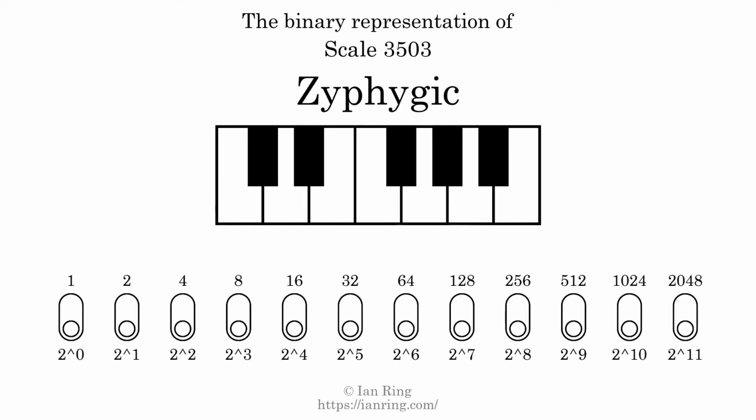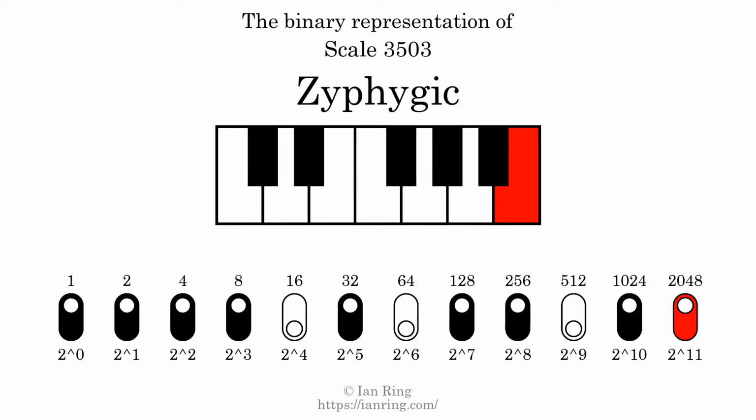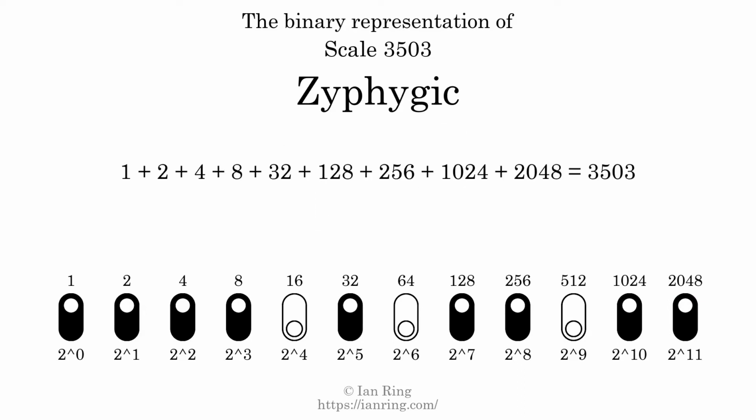The binary representation of this scale is determined by mapping tones of the scale to binary digits. Each binary digit represents a power of 2. To get the scale number, we add the powers of 2 together. The powers of 2 that are present in the scale, all added together, equals 3503. That is why the scale number, in decimal, is 3503.